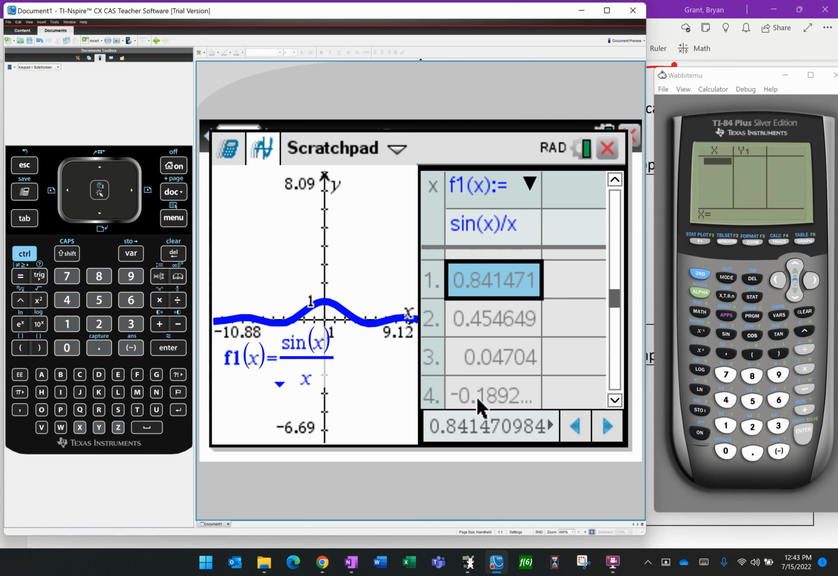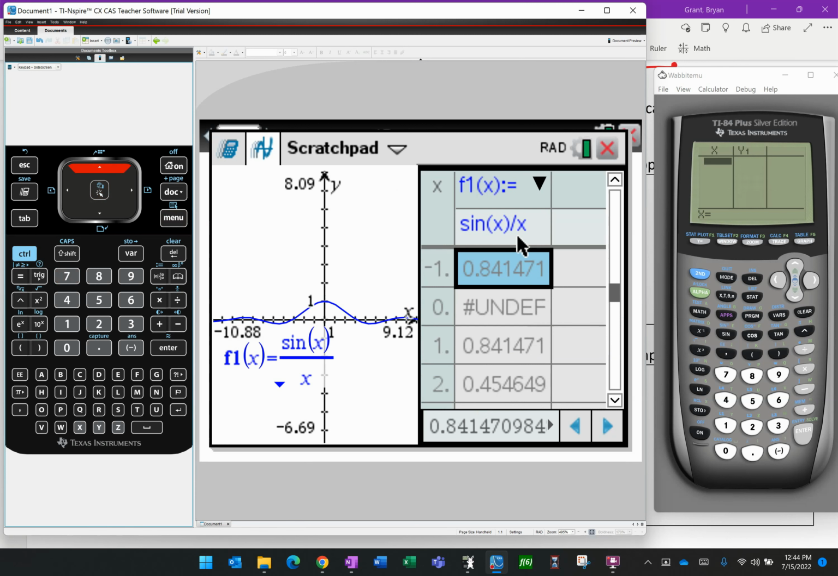Now, you might notice that on the Inspire, we can go up and down here. I have -1 and 1 and 2, and that's very nice. But on my 84, nothing popped up. That's because my table is set up by some other user, spoilers, it was me, who didn't set it back to regular settings. To reset the table, you go to Second, Table Settings.